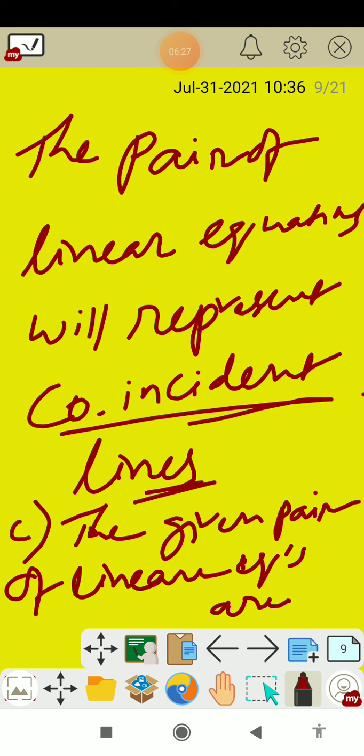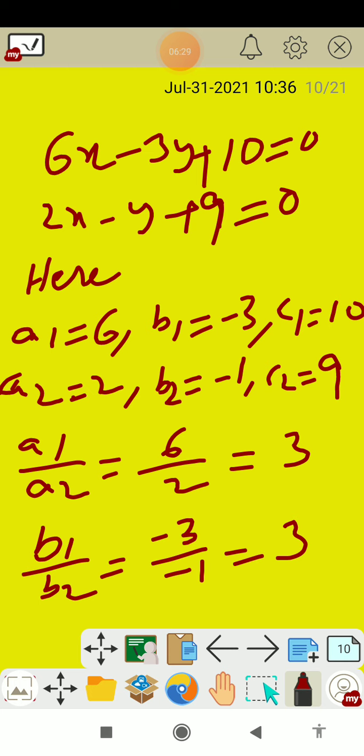Next, the given pair of linear equations: 6x minus 3y plus 10 is equal to 0, 2x minus y plus 9 is equal to 0. Here, this is the third one: a1 is equal to 6, b1 is equal to minus 3, c1 is equal to 10, a2 is equal to 2. You can tally and write the values. c2 is equal to 9.